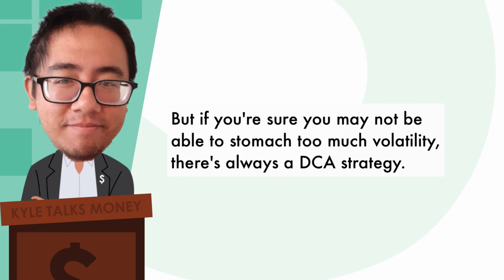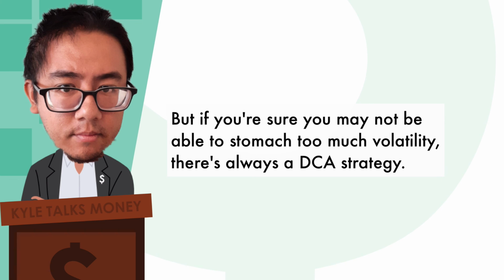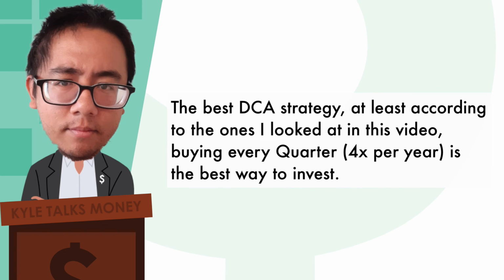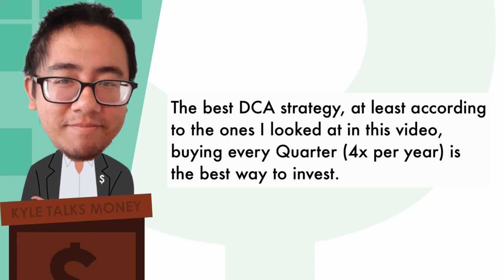But if you're sure you may not be able to stomach too much volatility, there's always a dollar cost averaging strategy. The best dollar cost averaging strategy, at least according to the ones I looked at in this video, buying every quarter, 4 times per year, is the best way to invest.